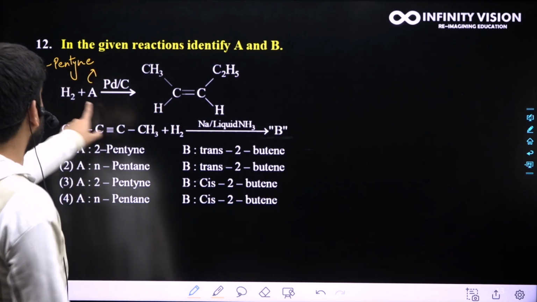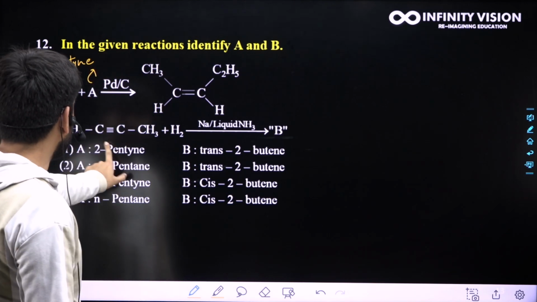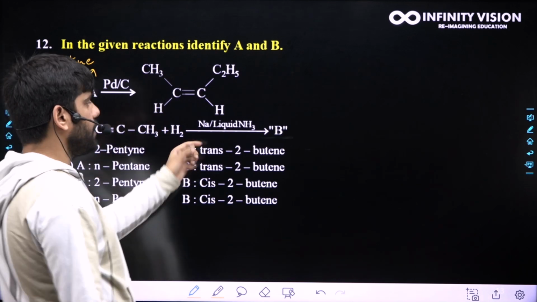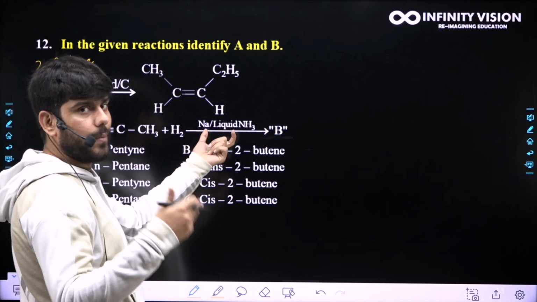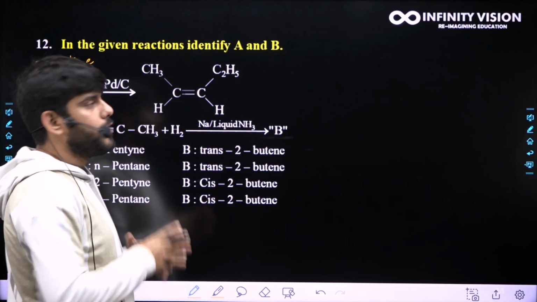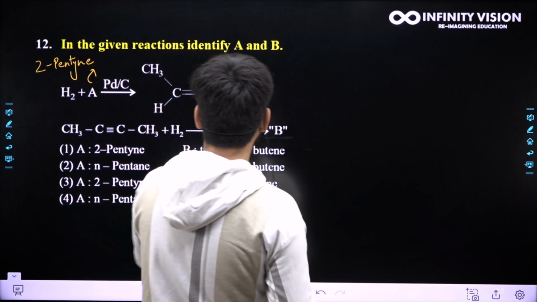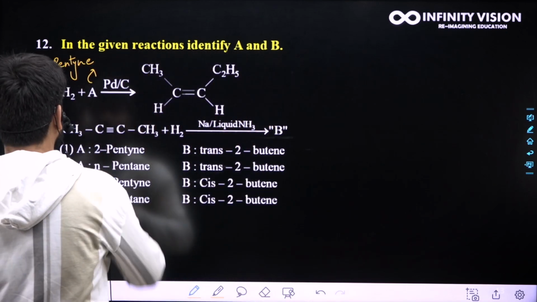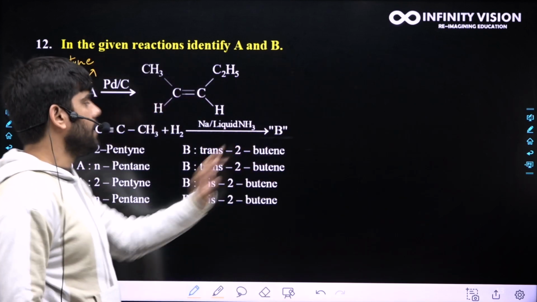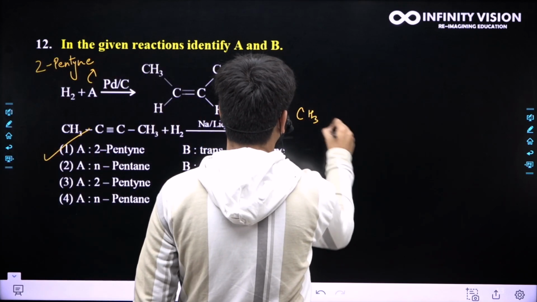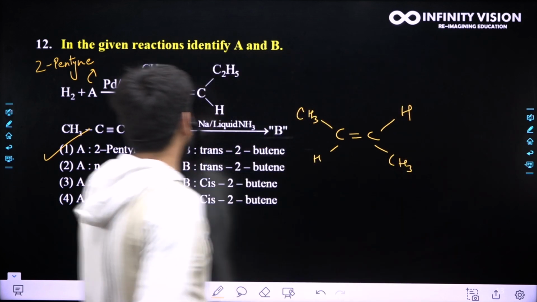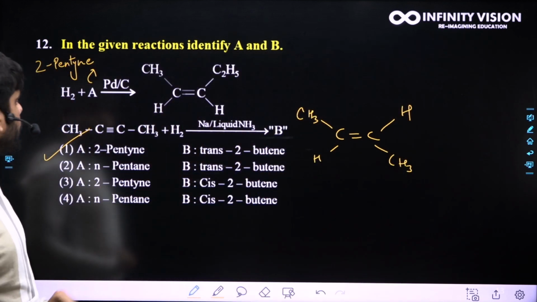This is 2-pentyne. And here we have butyne, and it is undergoing hydrogenation, but this time in the presence of sodium and liquid ammonia, that is Birch reduction. We know what is the product. We end up getting trans alkene, right? So we get trans-butene. So what is the answer? A is 2-pentyne and B is trans-2-butene. I hope the question is clear to you.